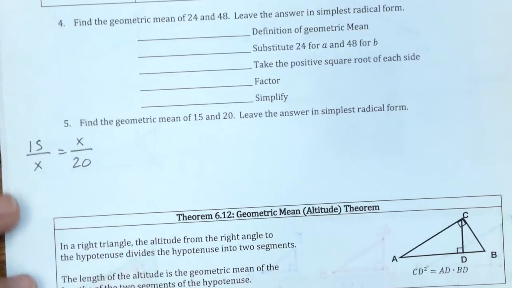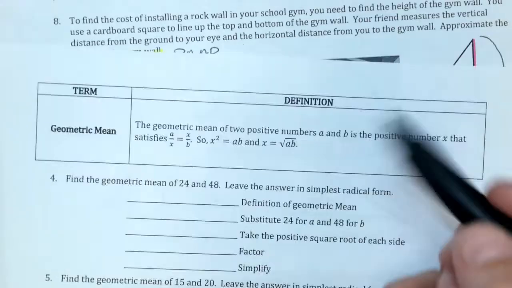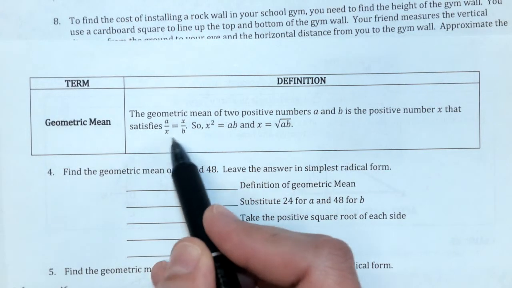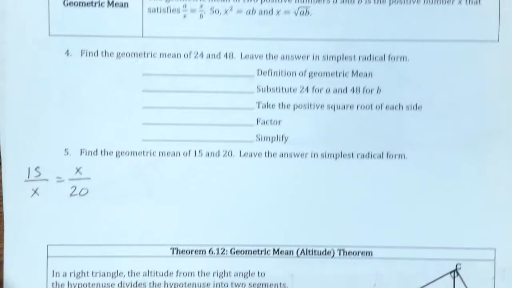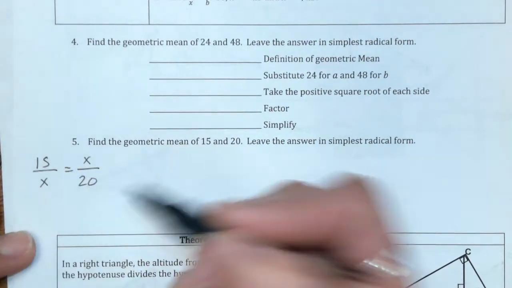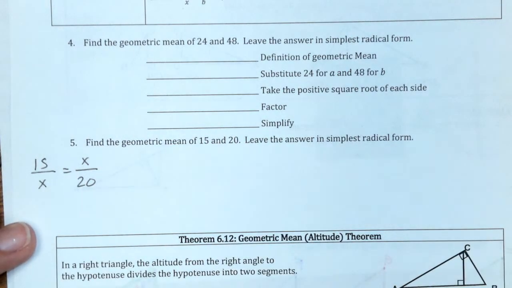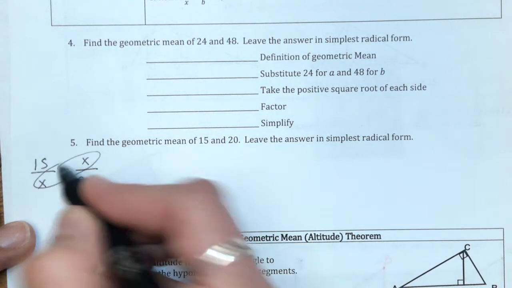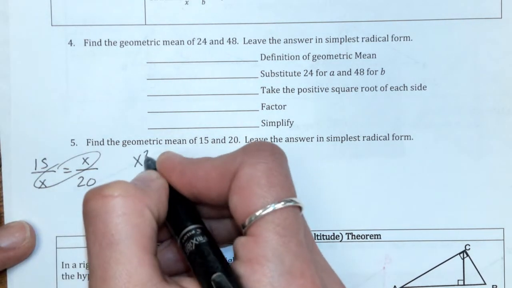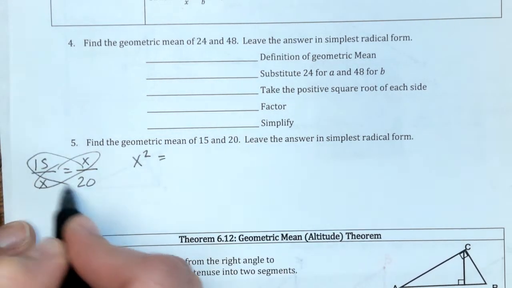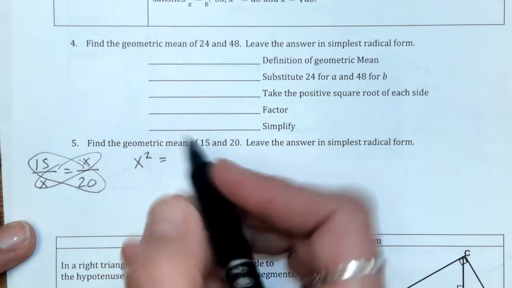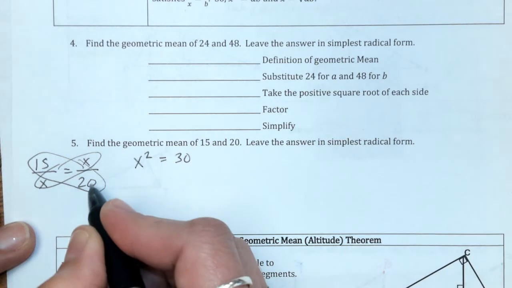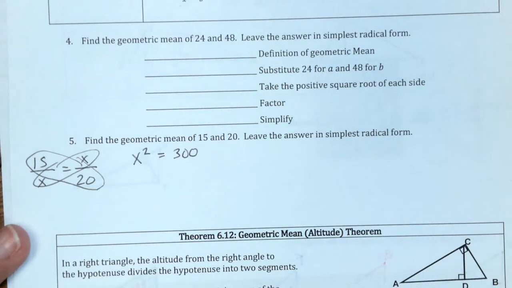So that's what I've set up here. You do not have to start here. You can start at this point. You can start here, or you can start here, whichever one you choose to. So here, how do we get into that x squared equals a times b? Well, here we have x squared is equal to 15 times 20. 15 times 2 is going to give me 30. Add that extra 0 on there, gives me 300.